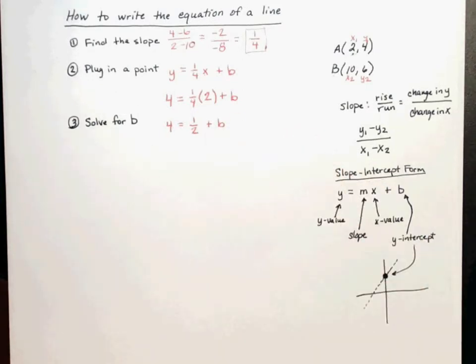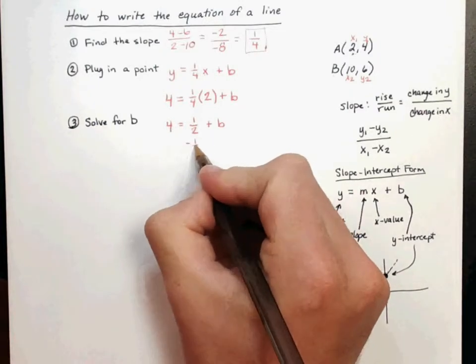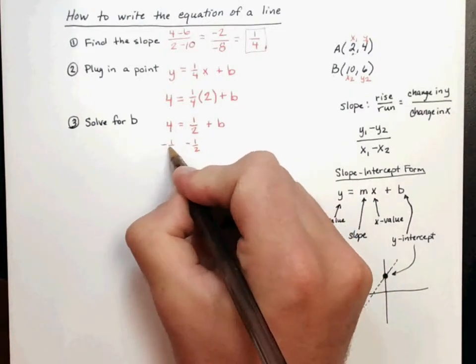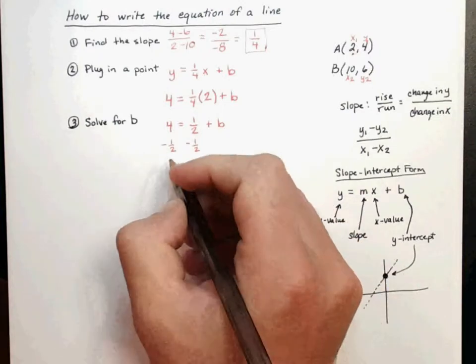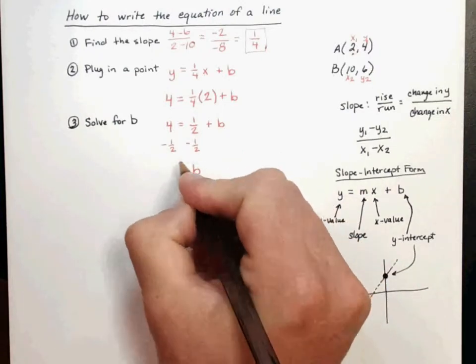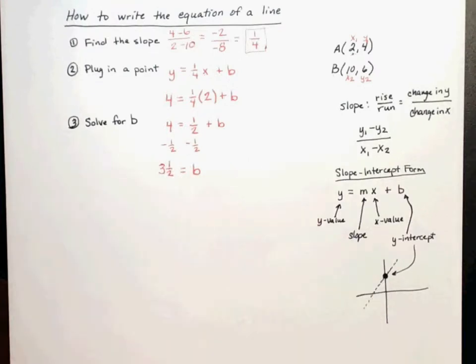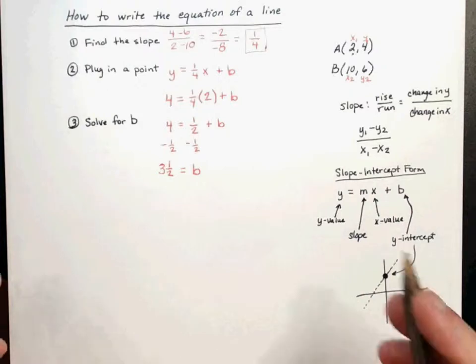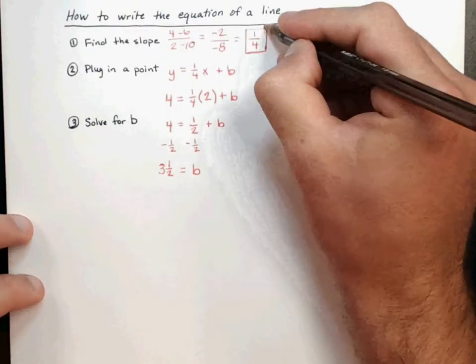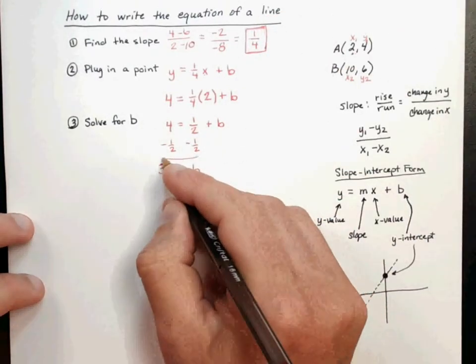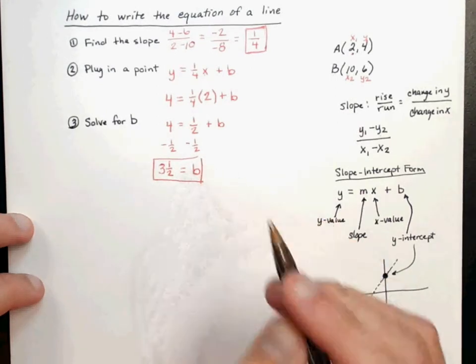So we have 4 equals 1/2 plus b. So I need to subtract 1/2 from both sides. And then I get that b equals 3.5, because 4 minus 1/2 would be 3.5. Right? So now we have our slope up here, and we have our y-intercept.